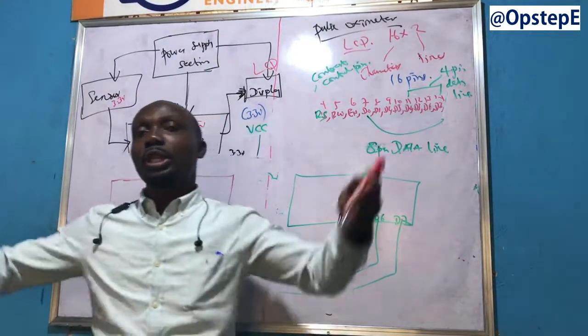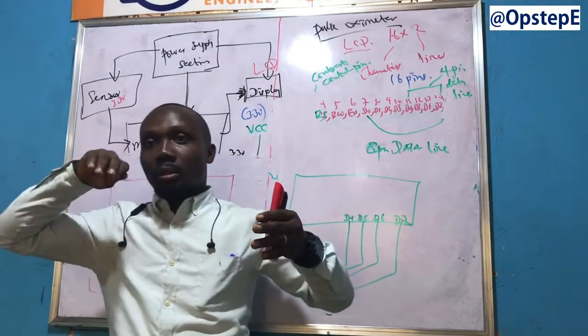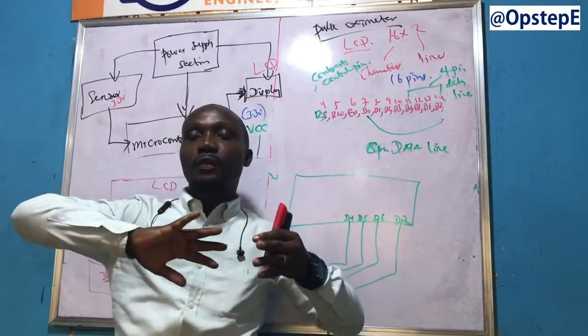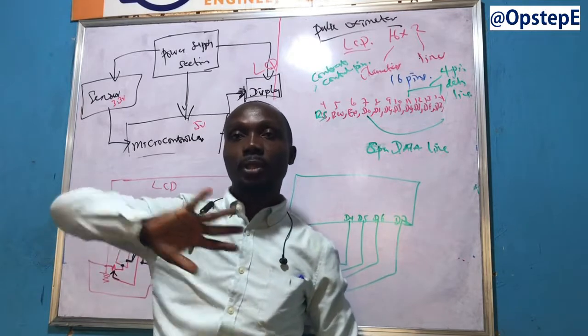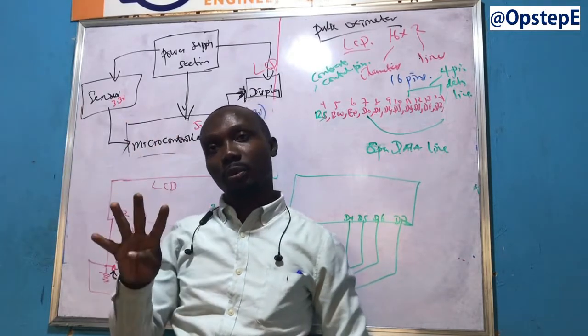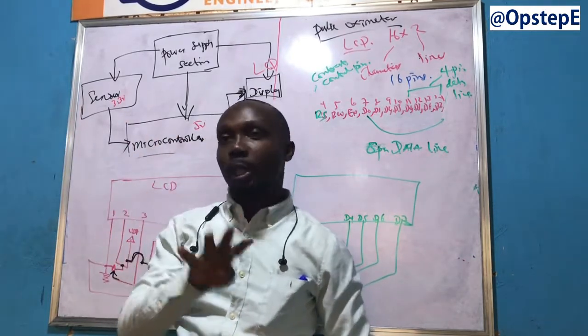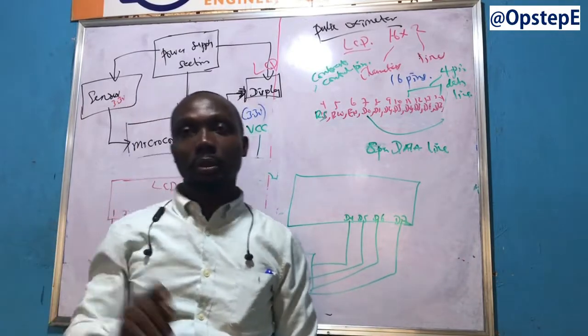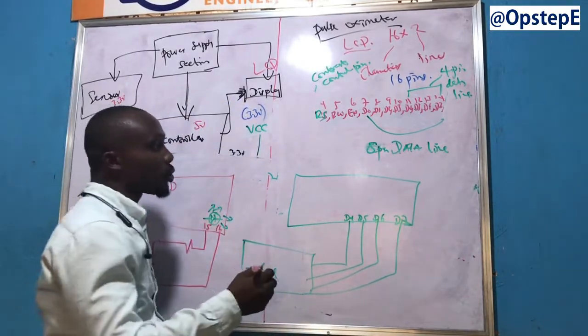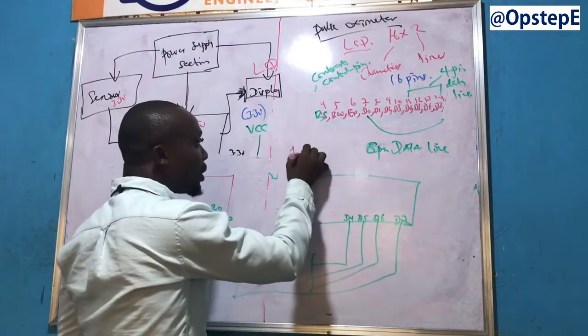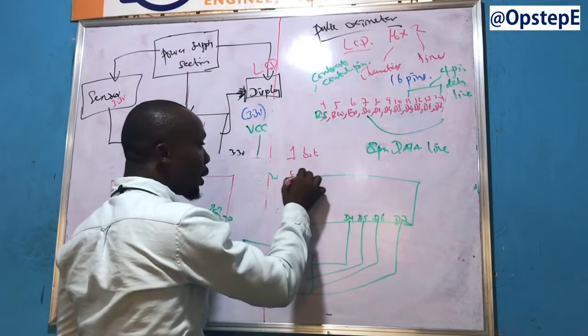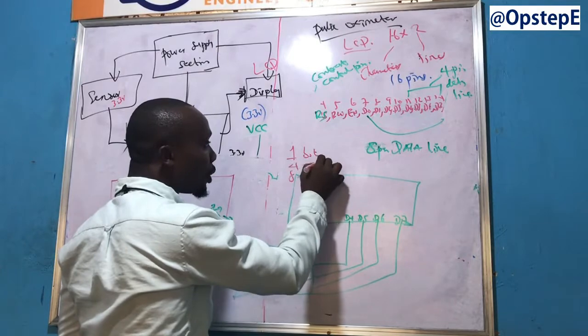So which means you take an 8-bit data, you send the first, it's called a nibble. You send the first 4-bit nibble. Don't forget, 4 bits is called a nibble. 8 bits will be called a byte. In digital electronics, please look up: 1 bit, 8 bits, and 4 bits will be called a nibble.